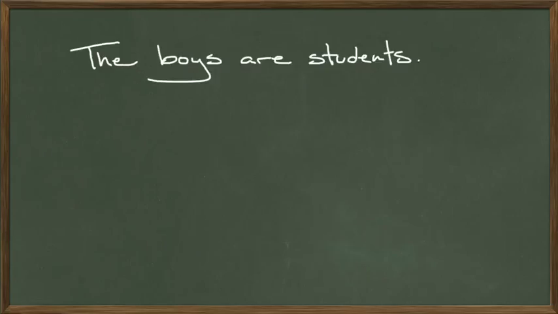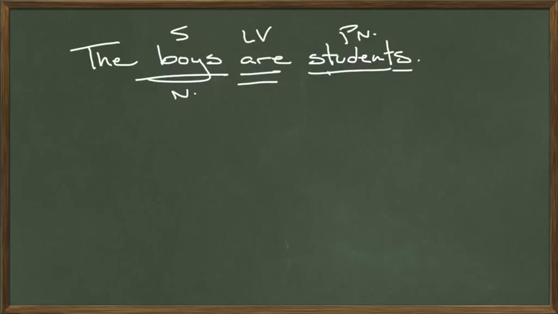Next sentence. The boys are students. Subject of the sentence, boys. Subject of the sentence, nominative case. What are we saying about them? They are. That's a linking verb. What's it linking? It's linking boys and students. Students is a noun that follows the linking verb are and renames the subject boys. So students is a predicate nominative, goes into the nominative case. The is an article adjective. Hopefully you're getting this, picking up speed here.